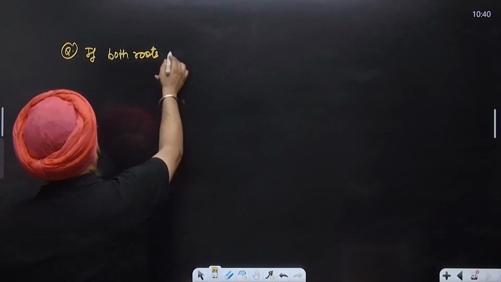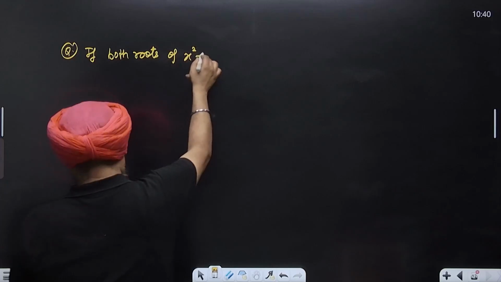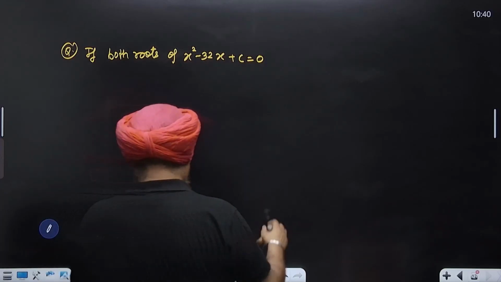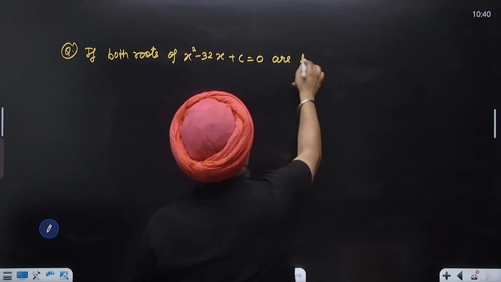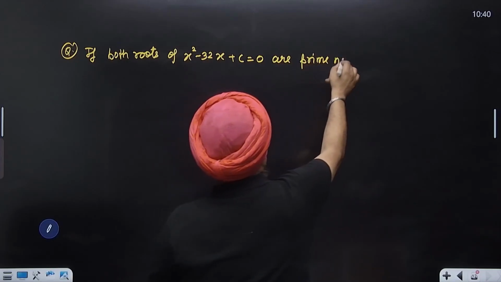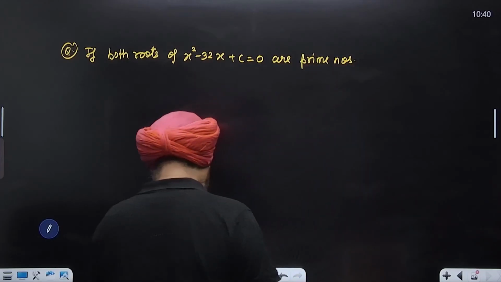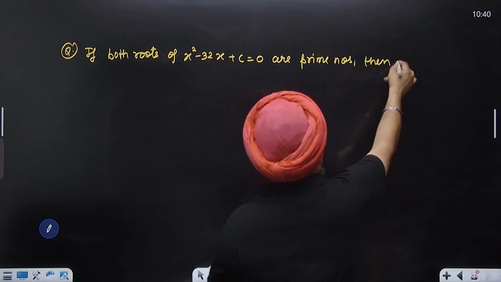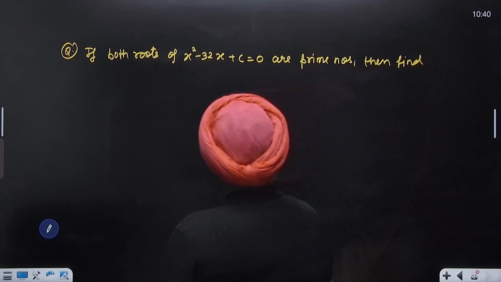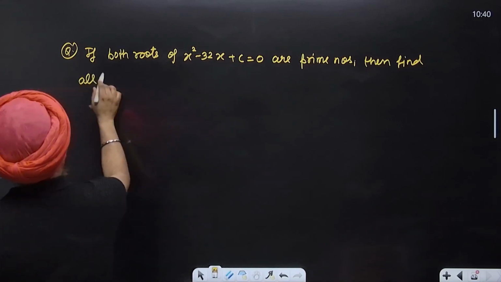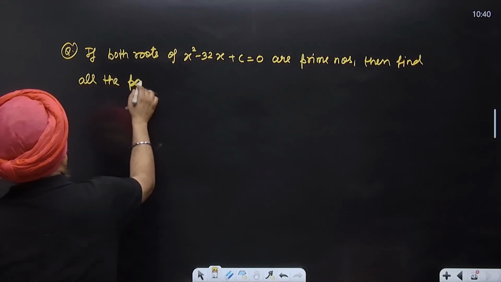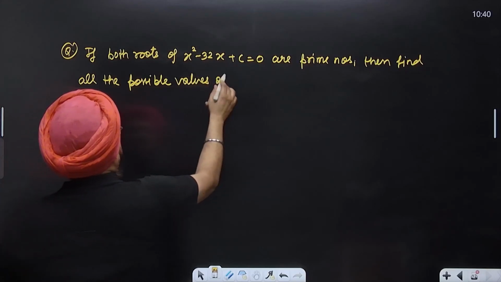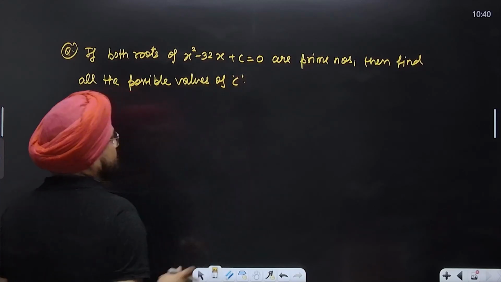If both roots of the equation are prime numbers, then find all the possible values of C.